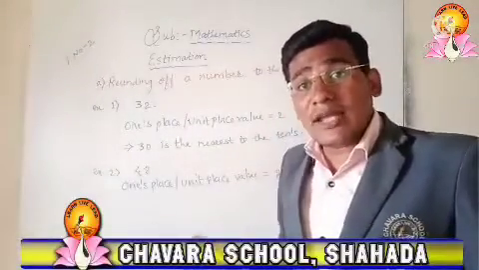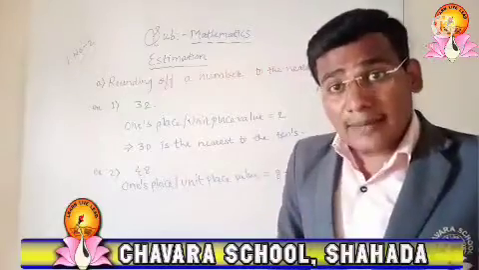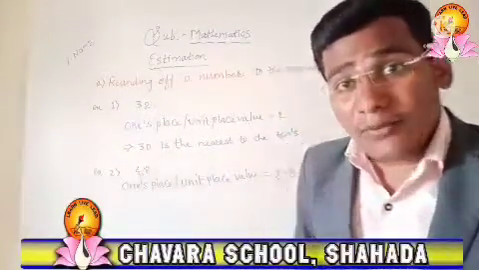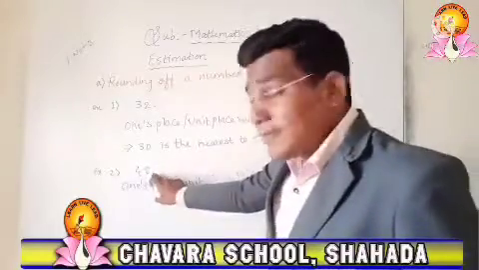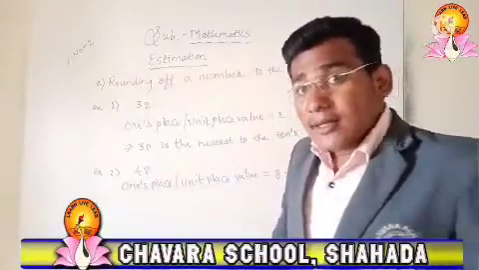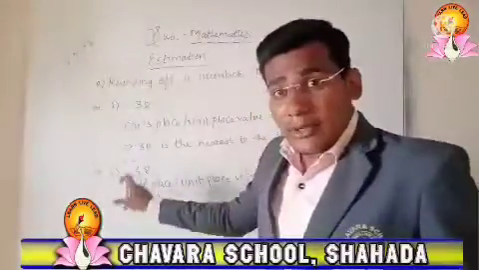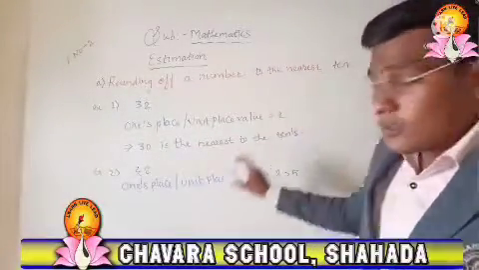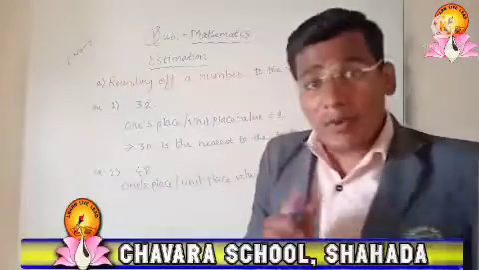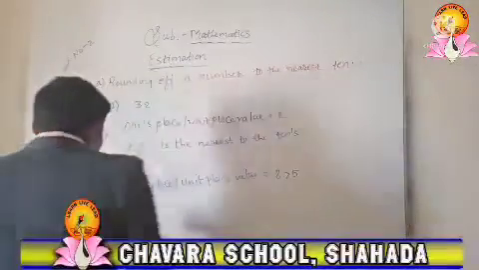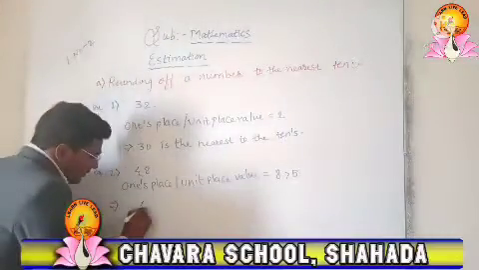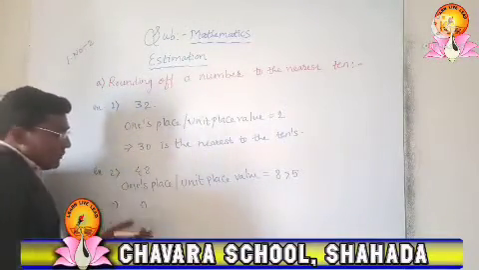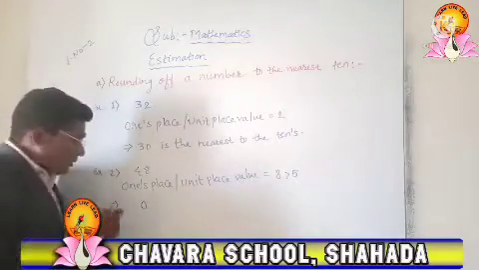If the unit place value is equal to 5 or more than 5, then we have to change the unit place value to 0 and add 1 to the tens place value. Now we are rounding the number to the nearest 10. So in the place of 8 we will put 0, and the 4, if we add 1, then 4 plus 1 is 5.